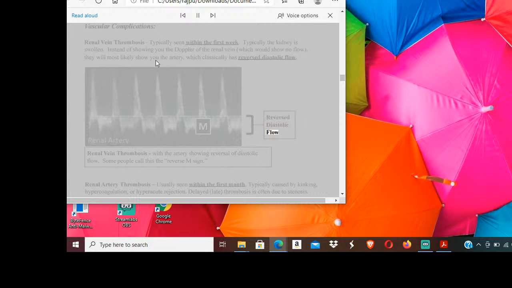Reverse diastolic flow. Renal artery thrombosis usually seen within the first month. Typically caused by kinking, hypercoagulation, or hyperacute rejection.